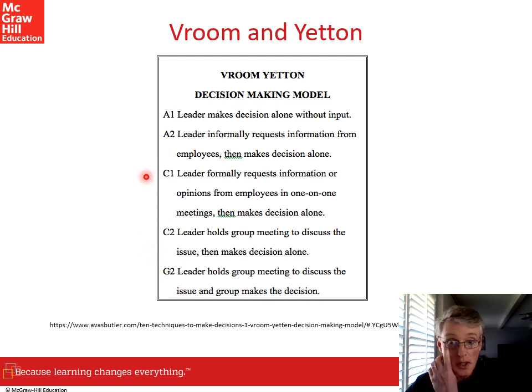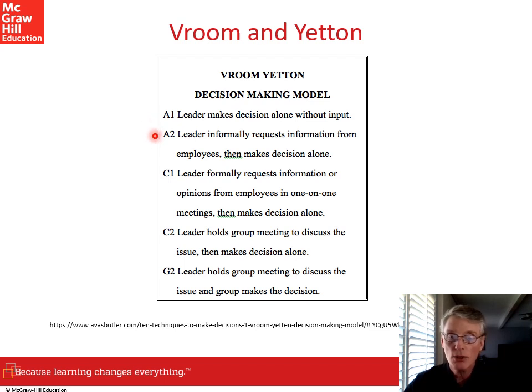As I learned this, and as I remember it, and as I help teach, which we're doing right now, we start at the bottom. A1, autocratic, one person is involved in making the decision. So that's the style. It's very autocratic. The leader makes the decision alone without input. A1, one person involved, autocratic, the leader makes the decision.